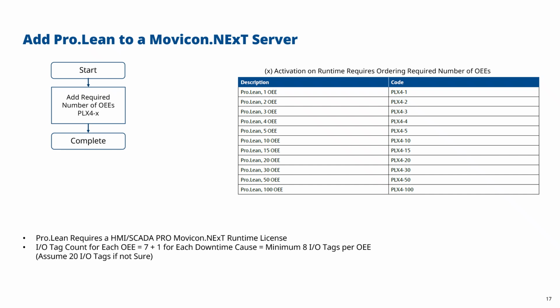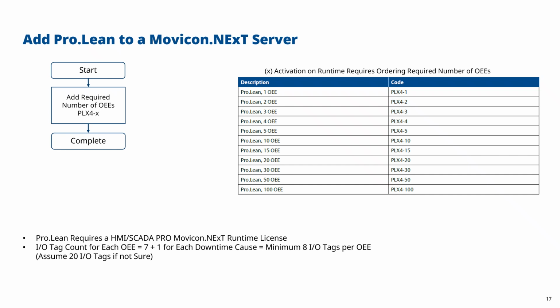I would estimate a bit more. It depends on how many downtime reasons you've got, but I would assume 20 I/O tags for each OEE if you're not sure. So if you've got 1,000 OEEs that you want to monitor, then with 20 each, that's 2,000 tags that you need to allocate for in your base license. Again, they may already be being read, but they may not, in which case you need to add them.